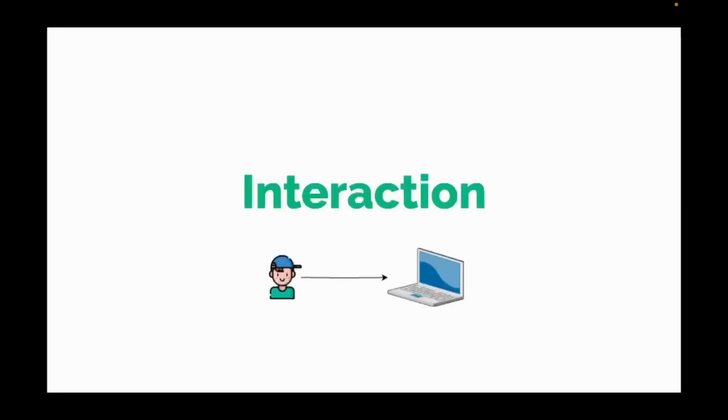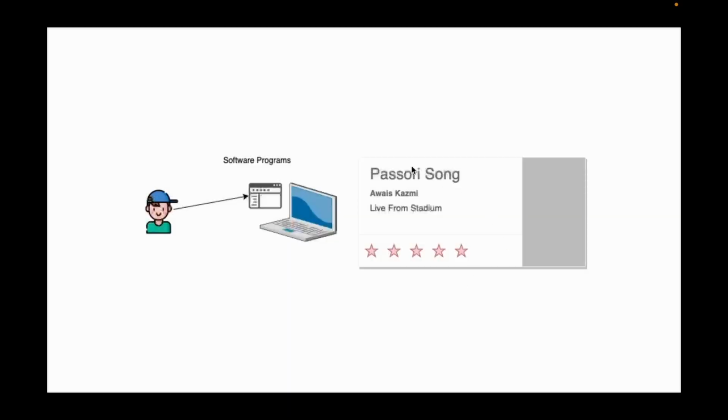Let's look at the interaction. If this user wants to interact with this piece of hardware, this hardware provides an interface: this keyboard, a tracking pad, or a mouse. You can connect a mouse in order to interact with this machine. But what if we want to interact with software which is inside this system, a program running inside this system? For that, this program has to provide an interface. So let's say this person wants to rate a song by Avas Kazmi.